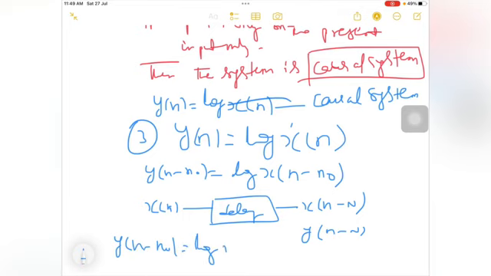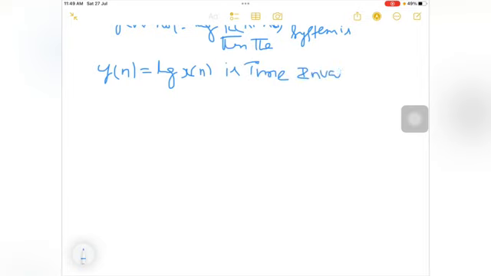When it follows this condition, y of n minus n naught is equal to log of x of n minus n naught, then the system is a time invariant system. Therefore y of n is equal to log of x of n is a time invariant system. This is the third one.